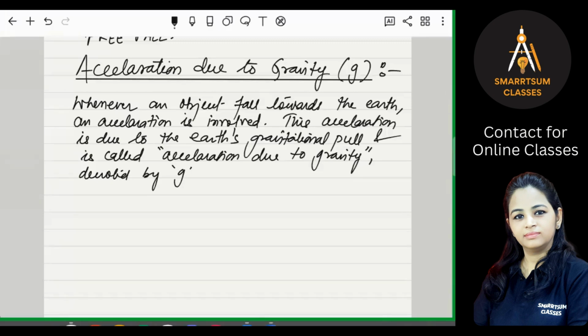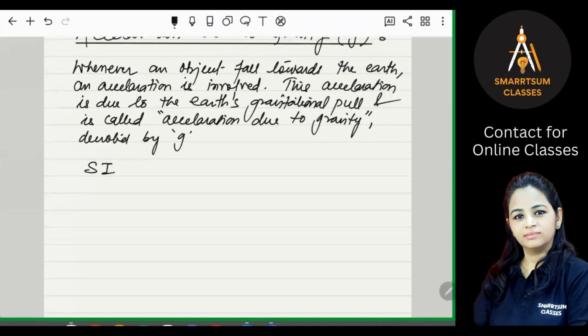Okay, so this is acceleration due to gravity denoted by g. Now, what is the SI unit of g? Since it is an acceleration, the SI unit of g is the same as that of the acceleration a. v is equal to u plus at, so you have already learned that a is equal to v minus u upon t. So what is the unit of acceleration? Can anybody tell? Meter per second square, right? So the same is the unit for g. So the SI unit of g is meter per second square.